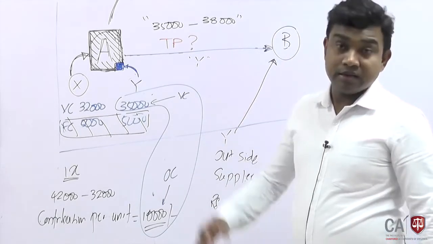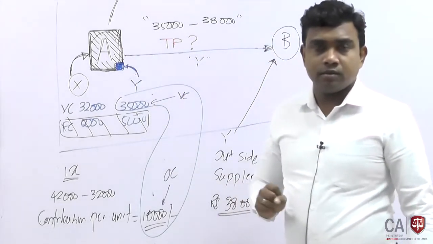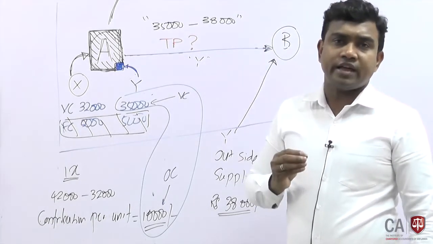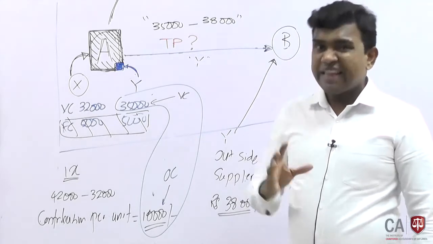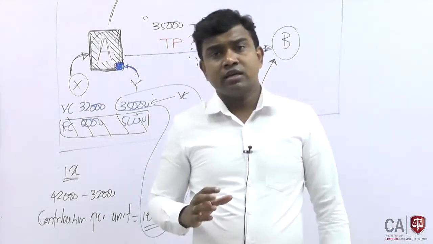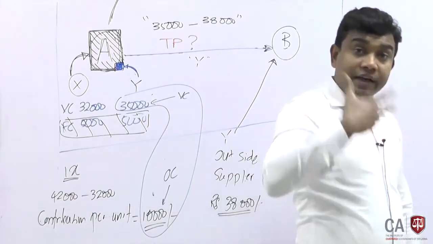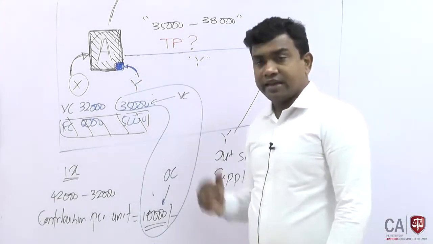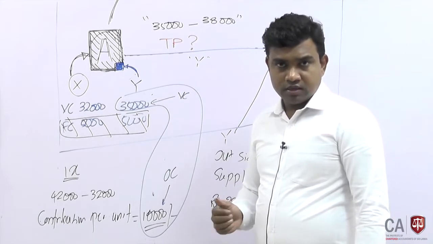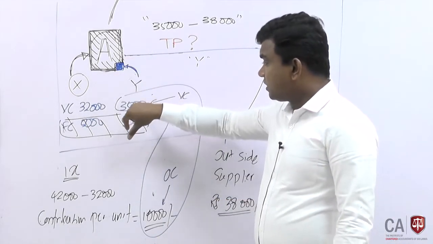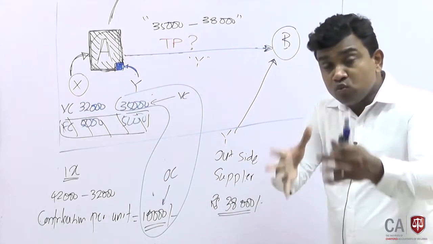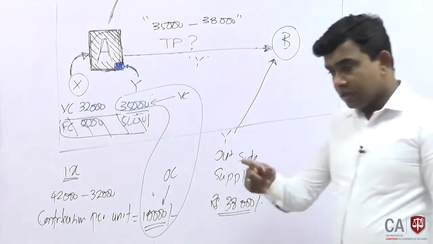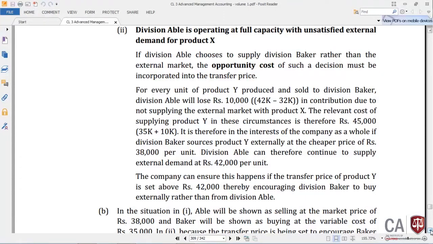Now what happened? Now A starts to think, why should we produce 1 unit of Y? Because we can produce 1 unit of X, sell it outside and earn 10,000. Therefore, if I am producing 1 unit of Y, B should pay my variable cost plus my opportunity cost also. That would be the thinking of A, because he has an opportunity cost. Therefore, he is trying to recover the variable cost plus opportunity cost. Let's move into the answer now. But keep in mind, they can't go beyond 38,000. Let's see the answer for Roman number 2, moving into the computer screen.